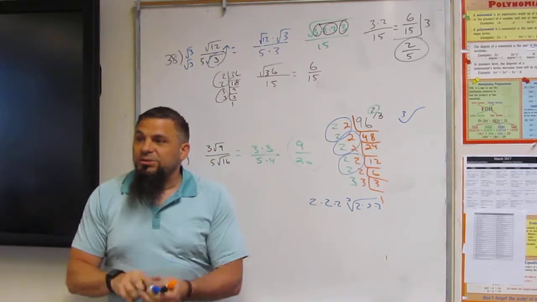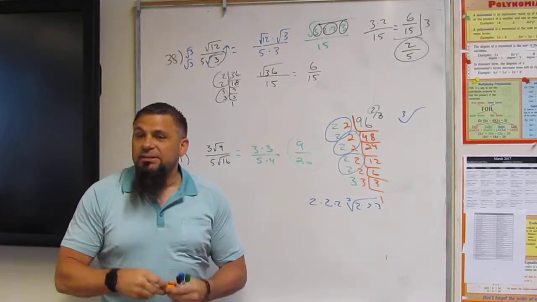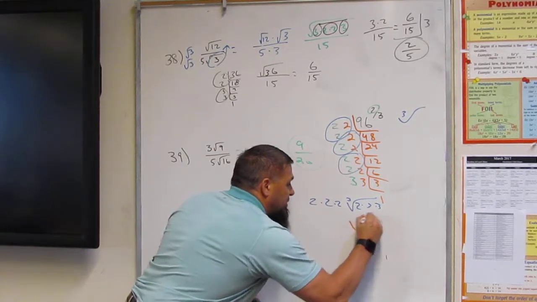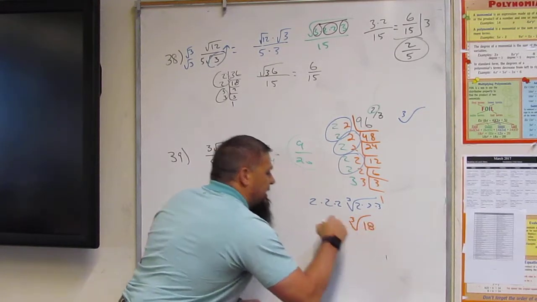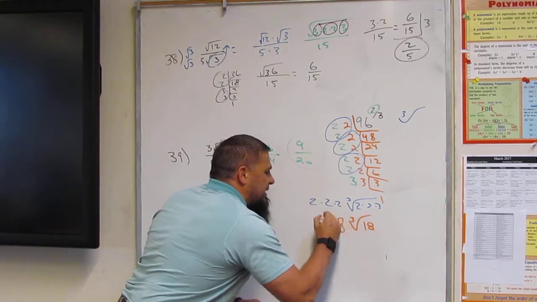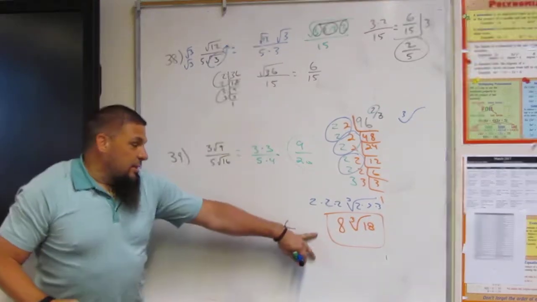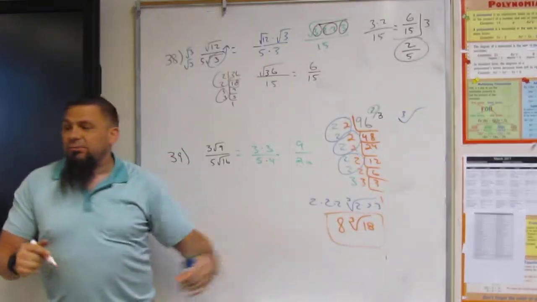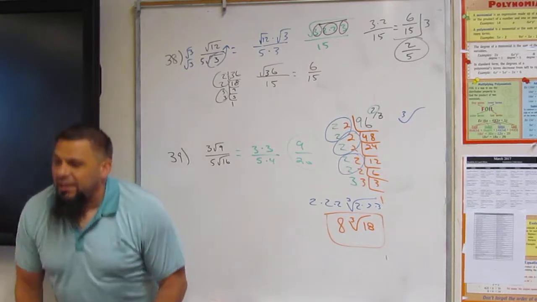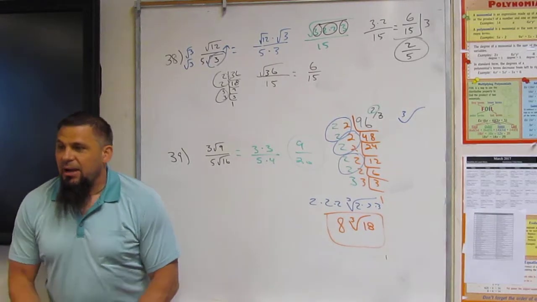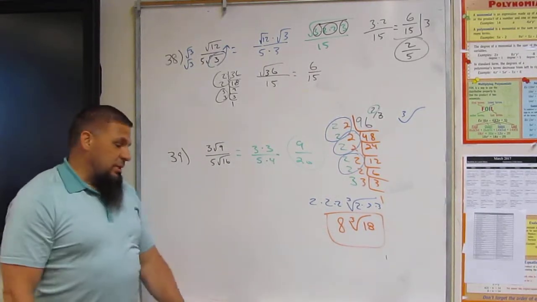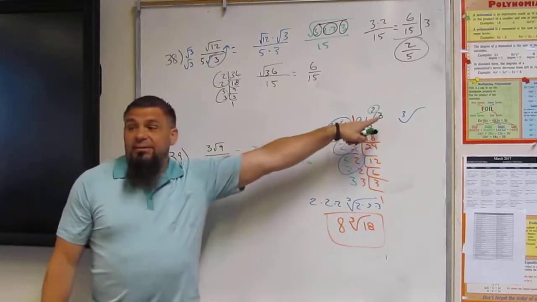Well, what is 3 times 3? 9. And 9 times 2? 18. So this is the cube root of 18, and 2 times 2 times 2 is 8. That is how you break that down. And it's a lot easier my way. Believe me. This will be on that test.